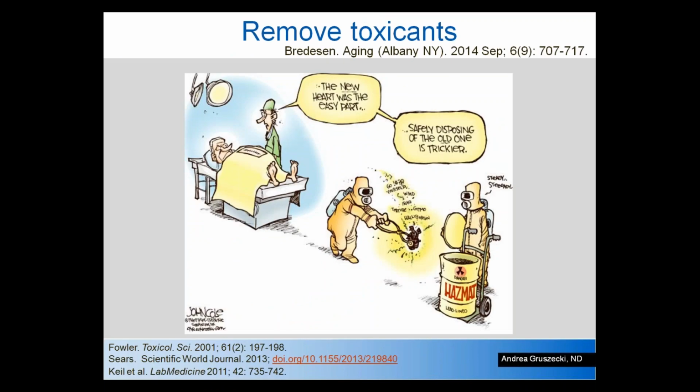The next step in the protocol recommends the removal of toxicants, first from the immediate environment to prevent further exposure, and then from the body through the supportive detoxification pathways. Exposure to toxic elements and other toxic chemicals increases the amount of oxidative stress in the body, which can further promote neuroinflammation.